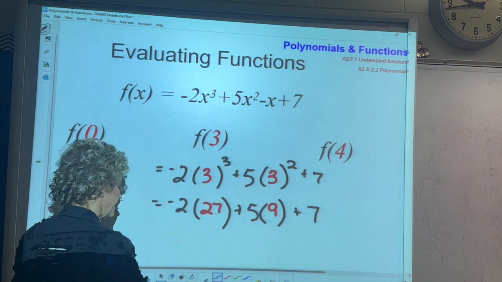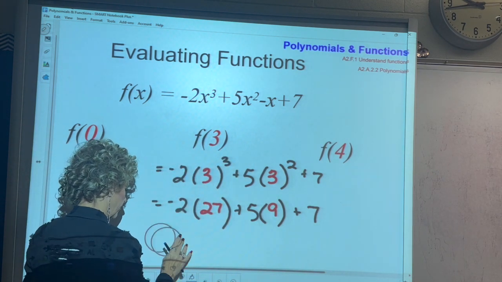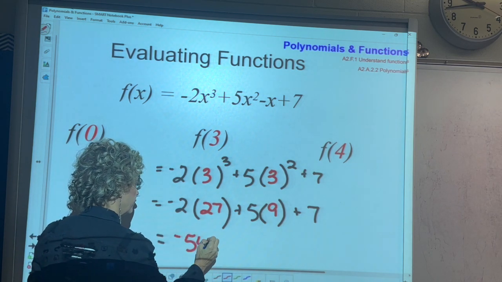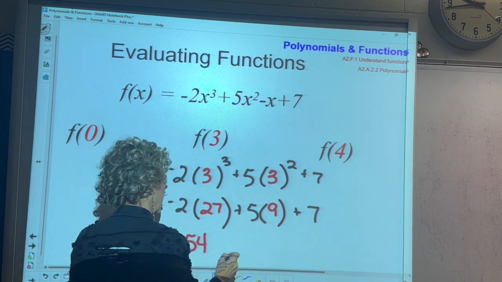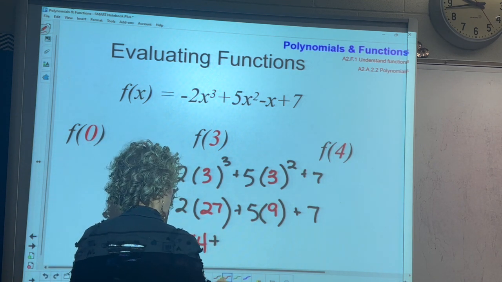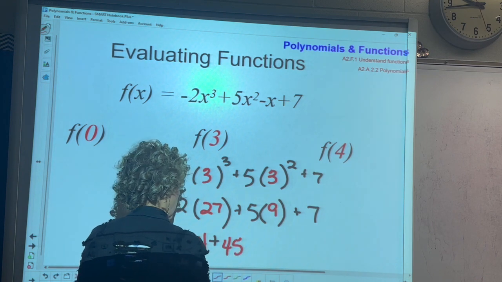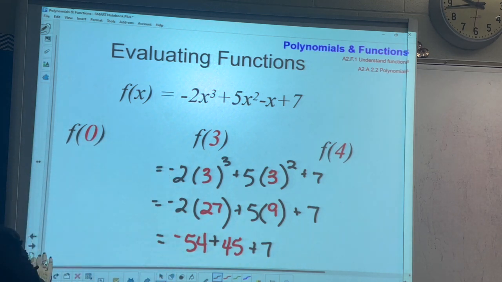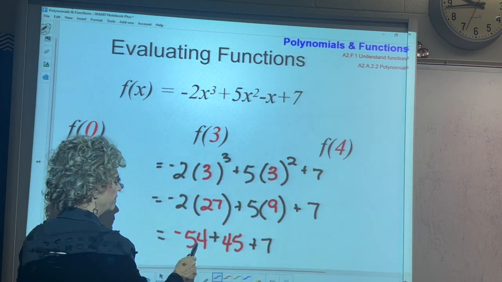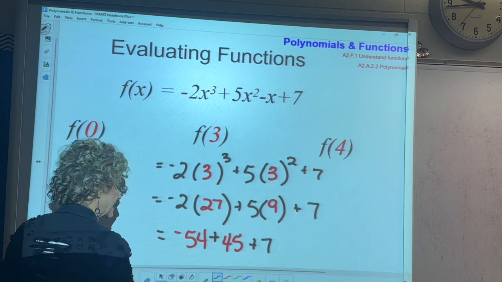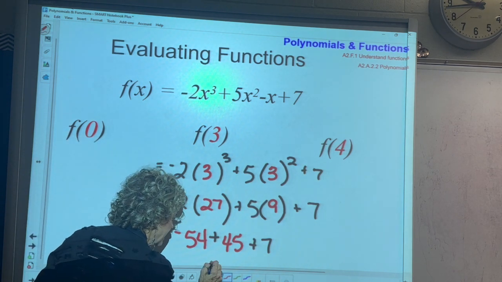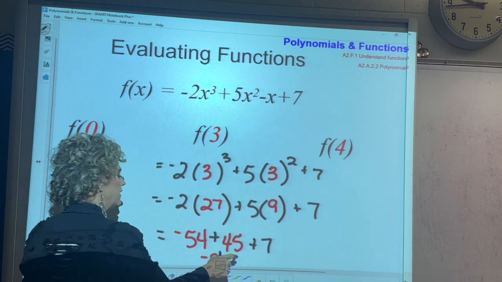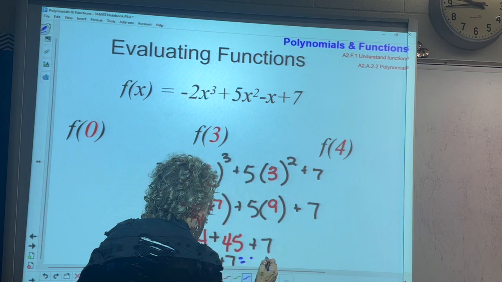Negative 2 times 27 is a negative 54. I'm going to have to do some work over here. Negative 54. Positive 5 times 9 is a positive 45. And then I have plus 7. A negative 54 and a positive 45 is a negative 9. So I get a negative 9 plus 7 more. Negative 9 plus 7 will be a negative 2.